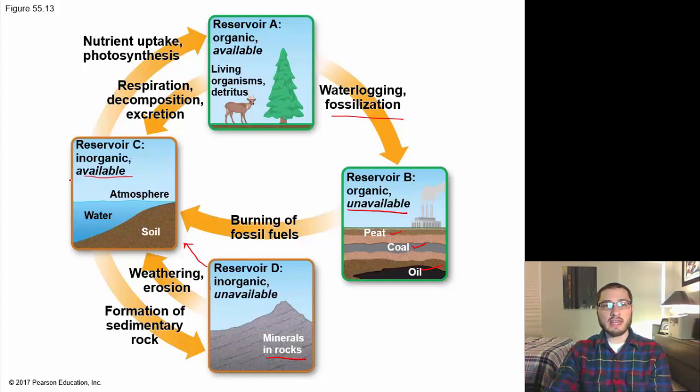Now, when we look at our inorganic available material, we can also make it unavailable by the formation of sedimentary rock. And then from there, you have your respiration. You have your nutrient uptake. You have your photosynthesis. You also can have this cycle go back from A to C, where respiration, decomposition, and excretion are going to bring it back to having available inorganic materials. So where we look at organic and inorganic, you're going to see how it cycles through.